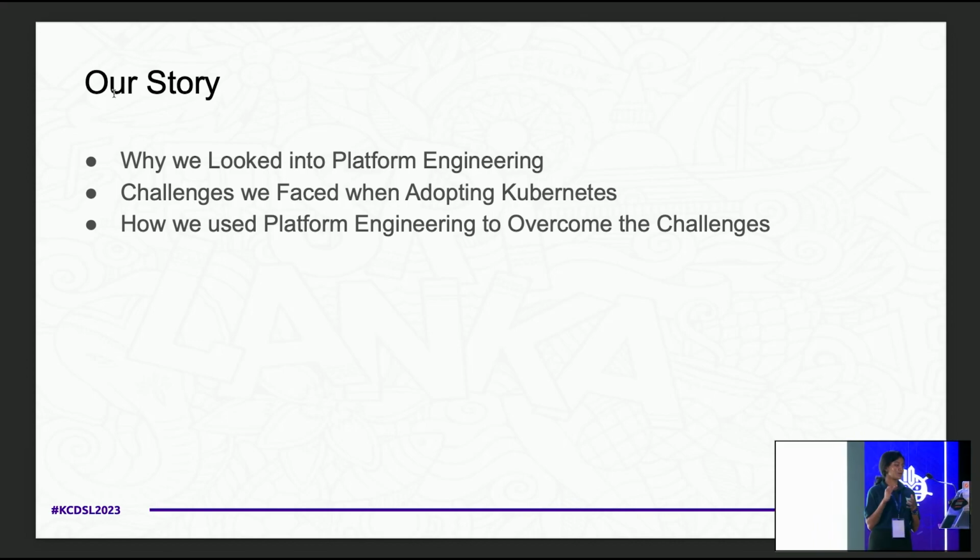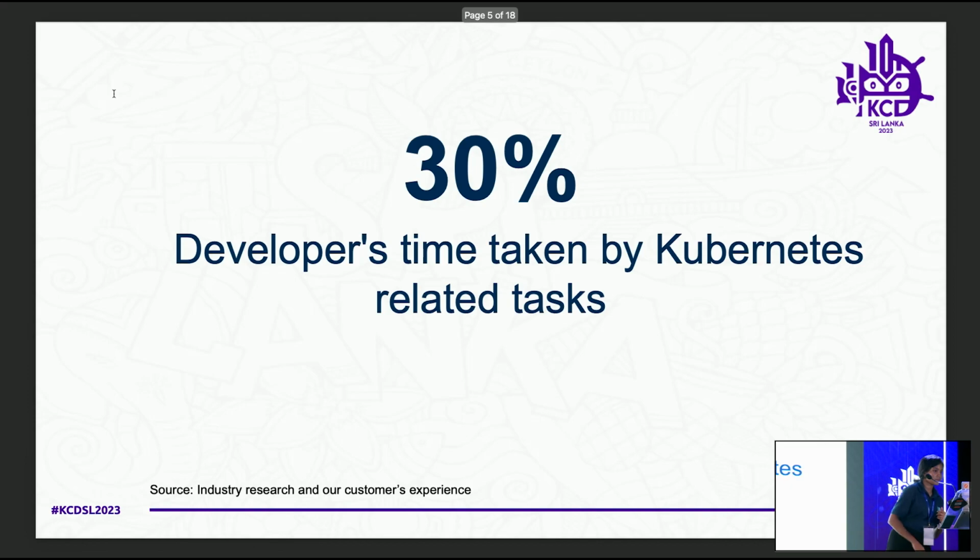So, let me tell you about our story. What I'm going to do here today is explain why we looked into platform engineering, the challenges we faced when adapting to Kubernetes, and also how we used platform engineering to solve and overcome all of these challenges. Okay, let me start with the presentation then.